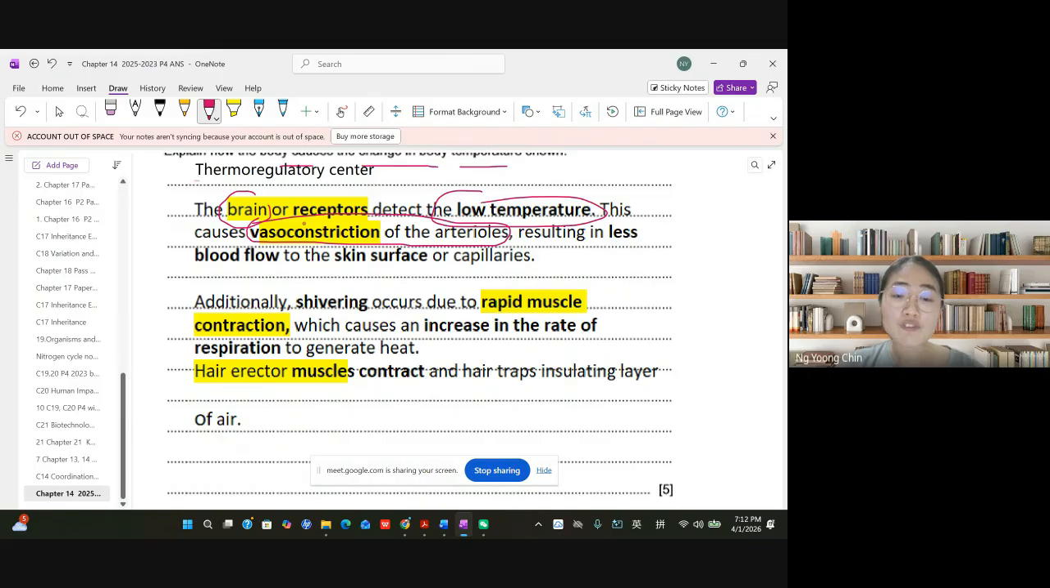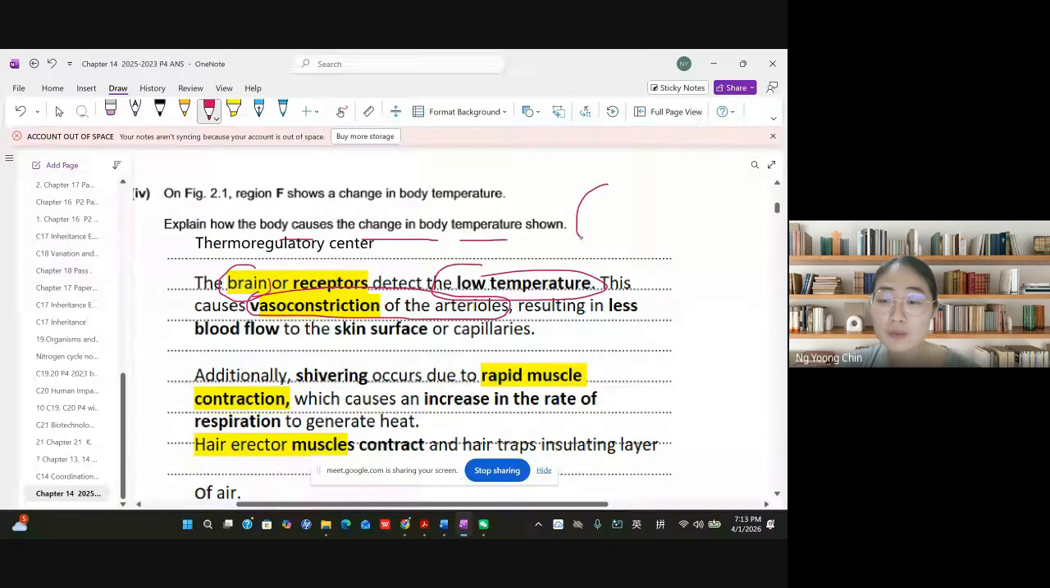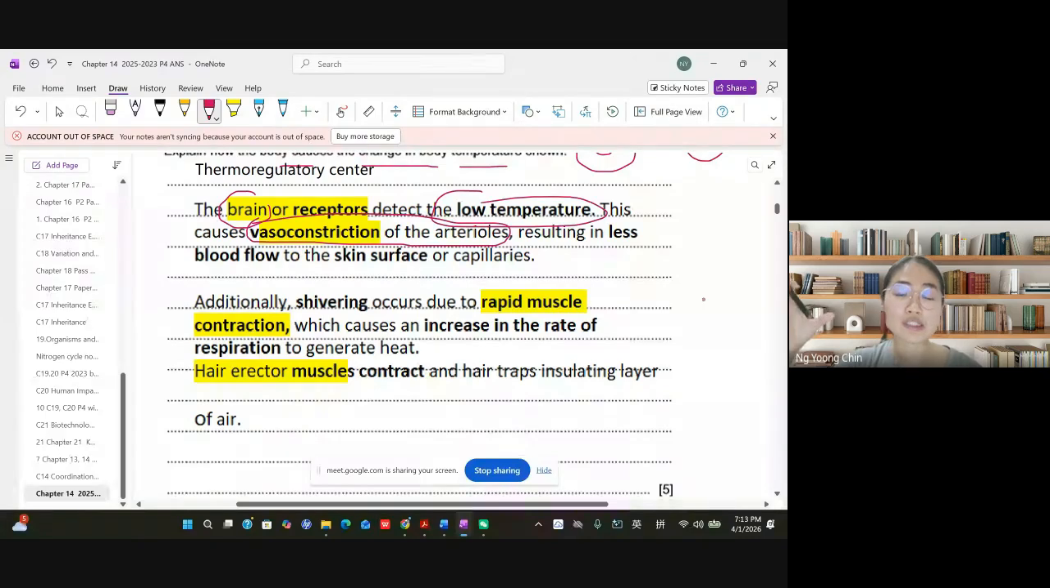So what happens if you do a vasoconstriction? Vasoconstriction means that you cause the arteriole to contract. An arteriole is a blood vessel, a smaller form of the artery. This is a normal lumen of the blood vessel. If they do vasoconstriction, the lumen becomes smaller, like this. This is called vasoconstriction, which results in less blood flow to the skin surface or capillary.